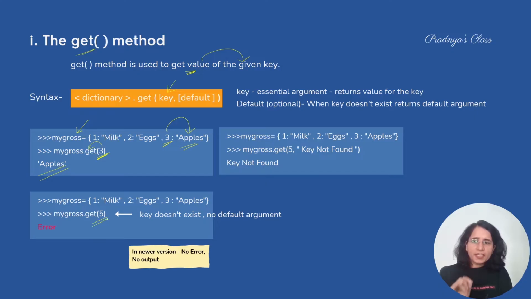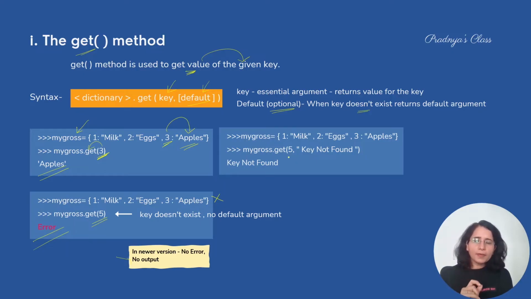If the specified key doesn't exist in the dictionary, we will get an error. It is according to the lower versions of Python. If in your version you try to execute this command, you will not get any error, and you will not get any output either, because the key doesn't exist in the dictionary. The second argument to the get method is default. This is an optional argument. If the specified key doesn't exist in the dictionary, then that message will get printed.